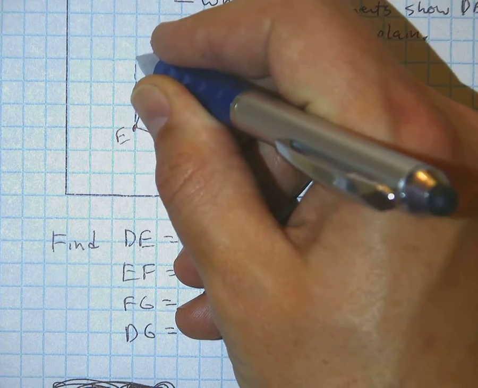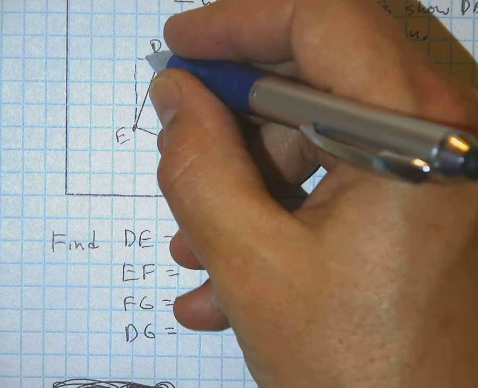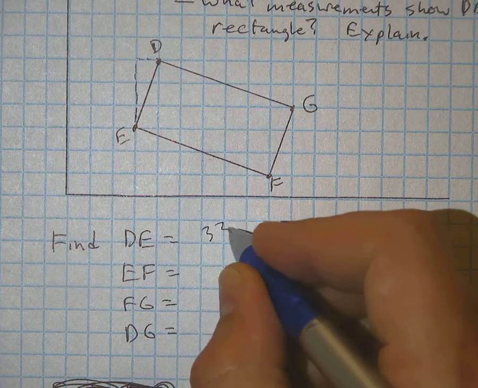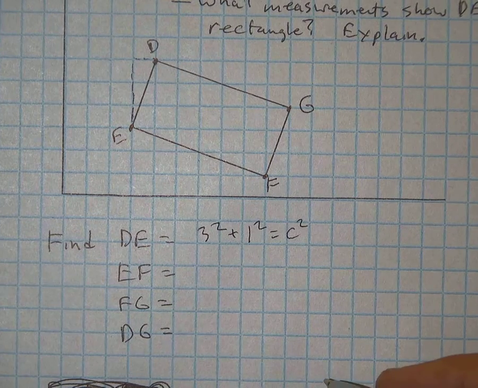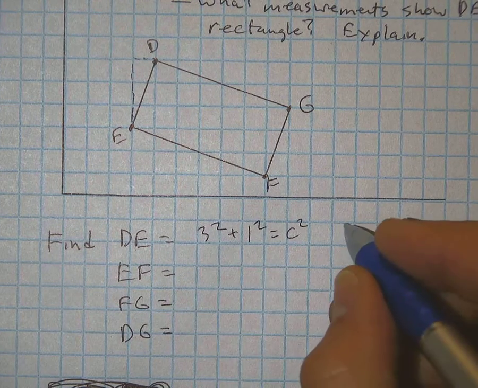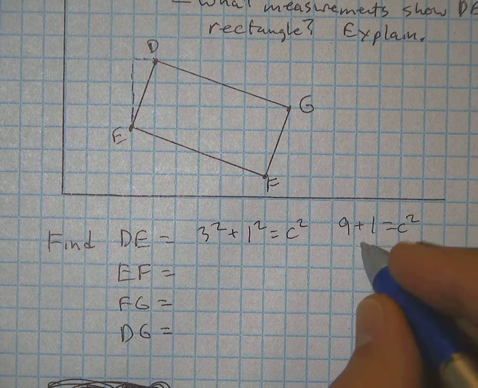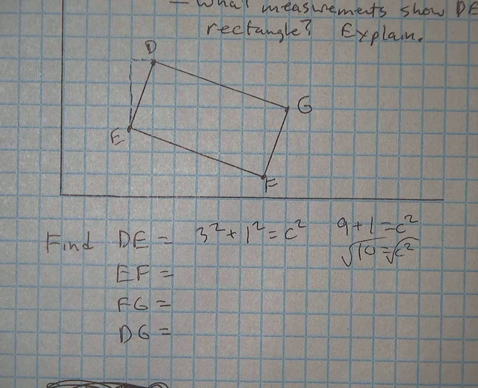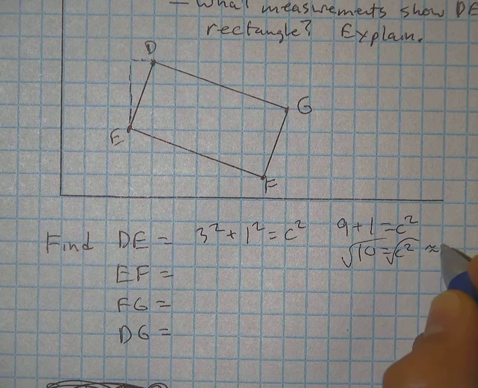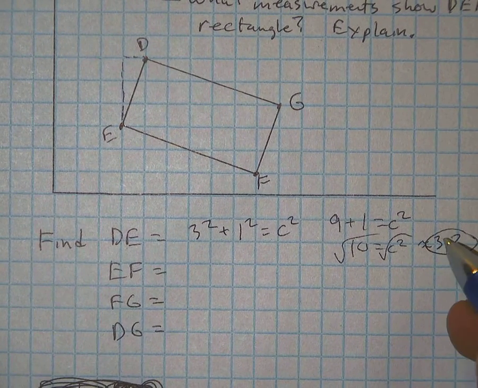So if I go up and I go over, I'm going up 1, 2, 3, and I'm going over 1. So I'm going to take 3 squared plus 1 squared equals c squared. Doing my Pythagorean theorem, right? 3 squared is 9. 1 squared is 1. So I add these together, I get 10 equals c squared. I take the square root. And let's see, what is the square root of 10? It's about 3.2. So the length of side DE is 3.2.